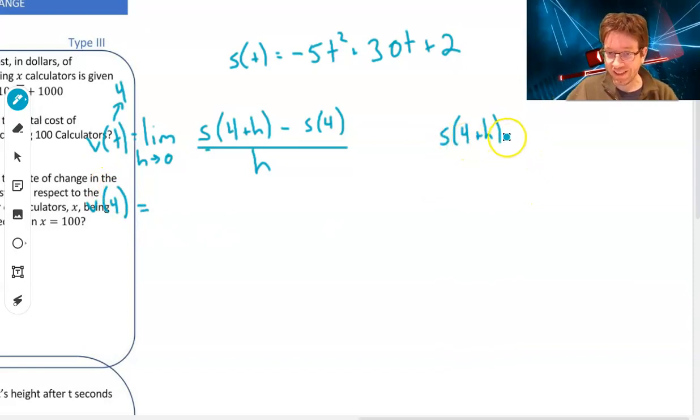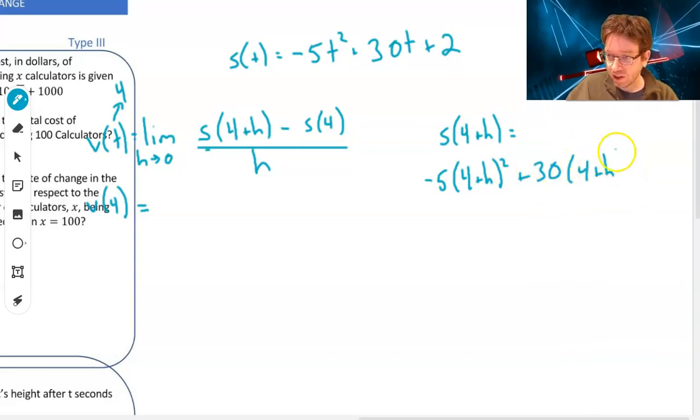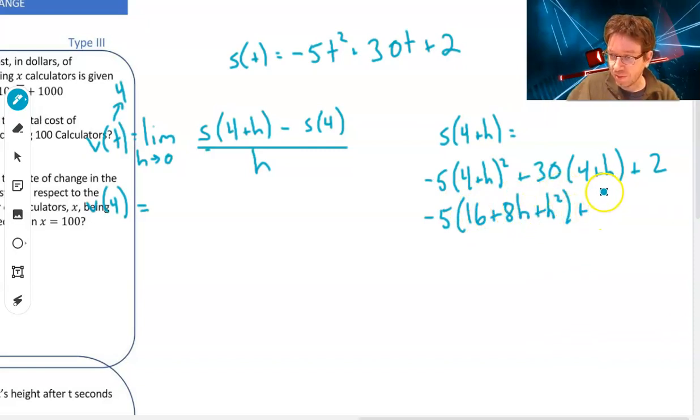All right, so s at 4 plus h is going to be minus 5 times t squared, so that's 4 plus h squared, plus 30 times t, which is 4 plus h, plus 2. Okay, so we're going to have to expand that. First, let's expand that square bracket. So we'll have 16 plus 8h plus h squared, plus 30 times 4 is 120, plus 30h, and then we've got that 2 at the end there.